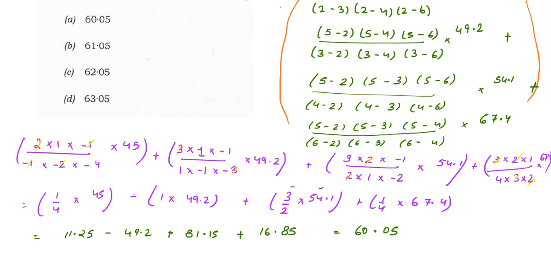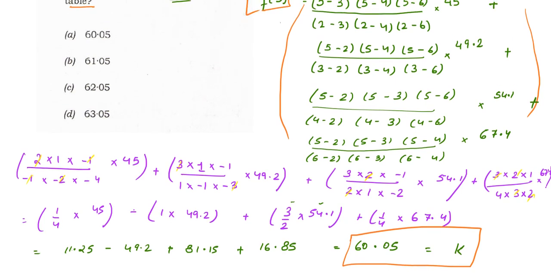So this is the value of k. This is what we have found to be the value of k, which is 60.05. Now let us check the options. So from here you can see option A has 60.05. So option A matches with our answer. So option A is the correct answer to this question.